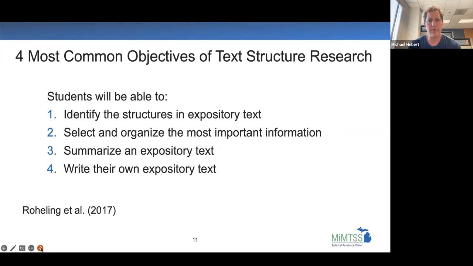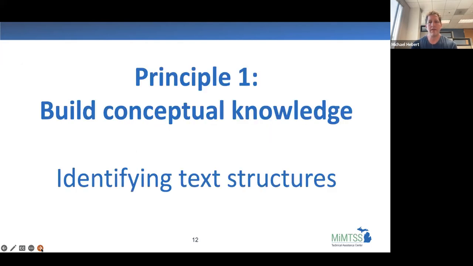The four most common objectives that we've seen in the research literature around text structures are listed here. What we see in the literature is that we have been trying to find ways to help kids identify the structures of expository text. And they use that then to select and organize the most important information, or how to organize the information in their minds around the topic. How to summarize expository text using the text structures, and then how to write their own expository text. These are the things that we see most commonly, and you can see that these might be pretty important for comprehension. So I've organized this presentation around principles for each of those topics and activities.